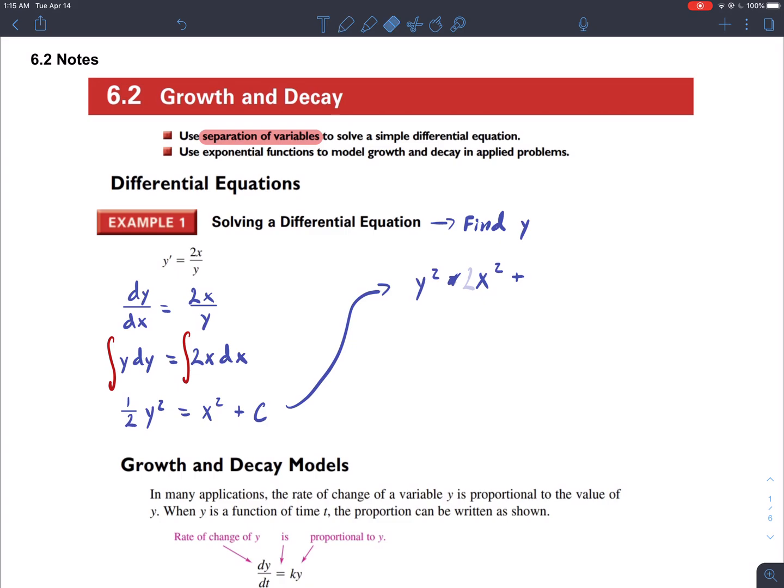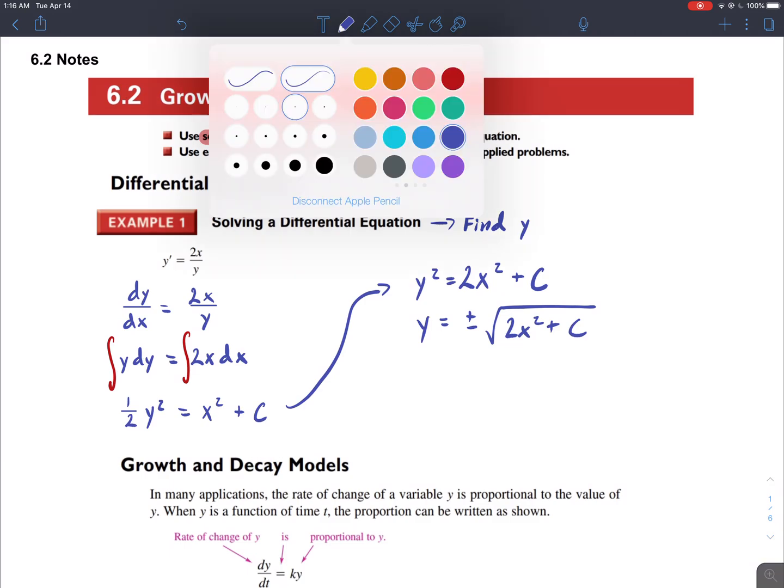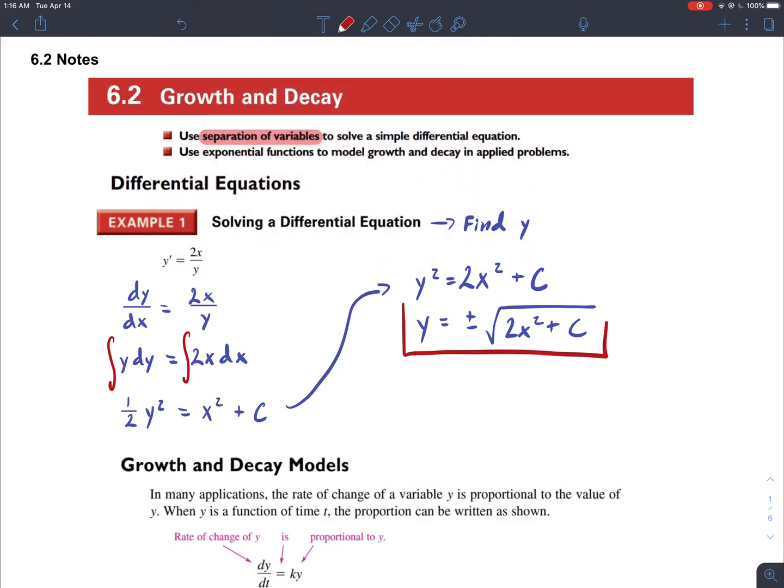I'm not happy with the way this is looking, so I'm going to rewrite it. There we go. So 2 times c is still just some constant c, so I'm going to leave it that way. All right. Then I would take the square root, and y equals positive negative square root of 2x squared plus c. Now I've solved for y. Y is isolated, so I've answered the question. I technically would be done.